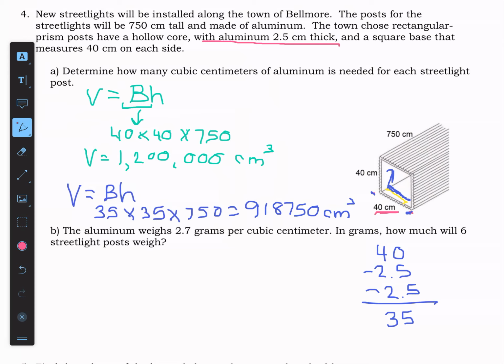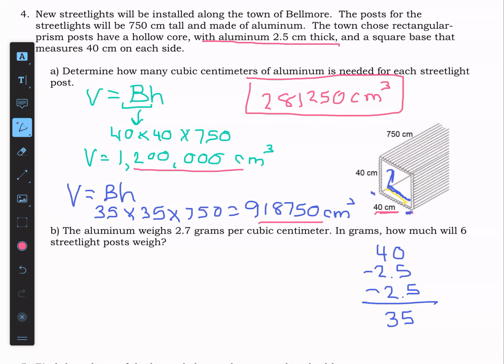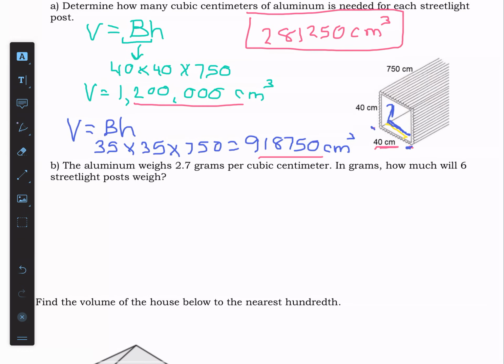centimeters cubed. So the second part that we did, the 918,750, that's the portion that's not going to be a part of the actual post because it's hollow. So then to figure out the volume of the aluminum, just the part that is actually being built, you're going to subtract these two numbers, okay? When you subtract them, you should get 281,250 centimeters cubed.